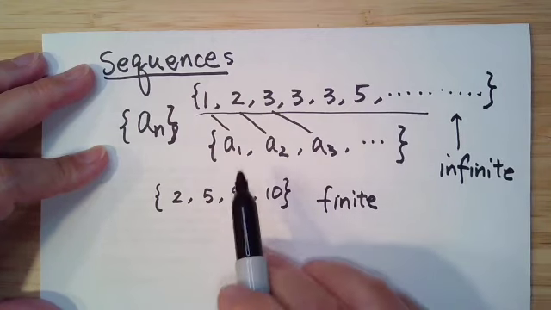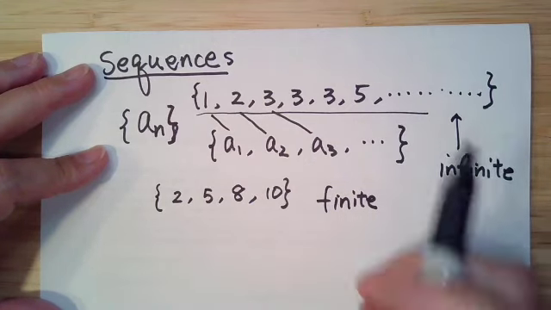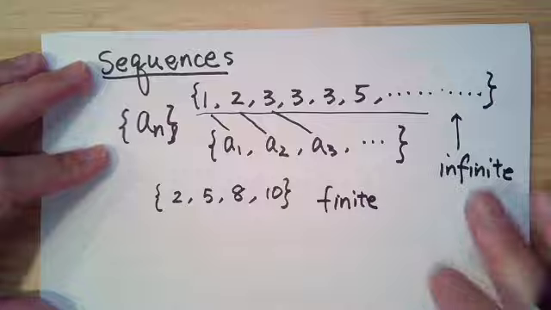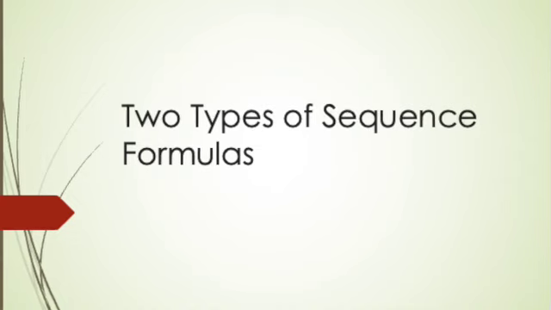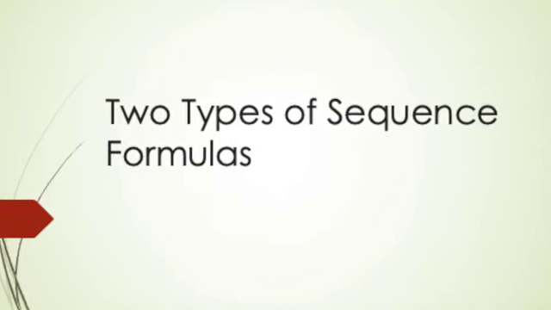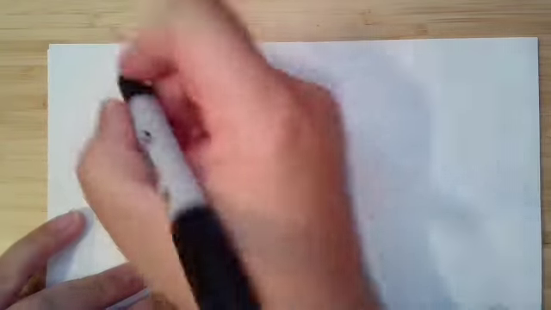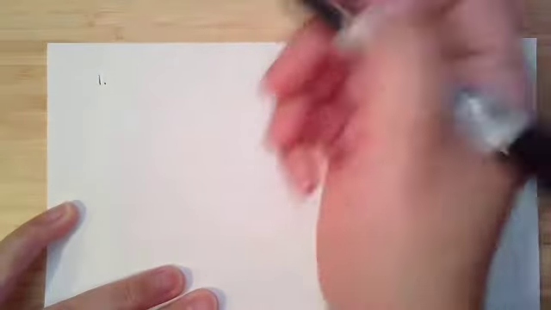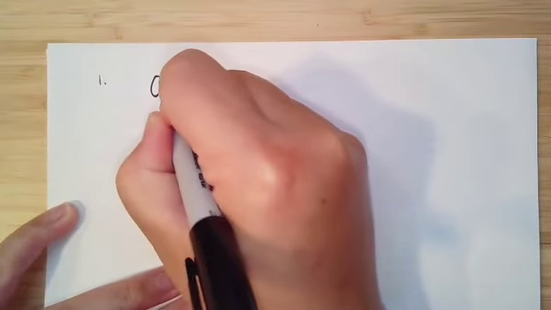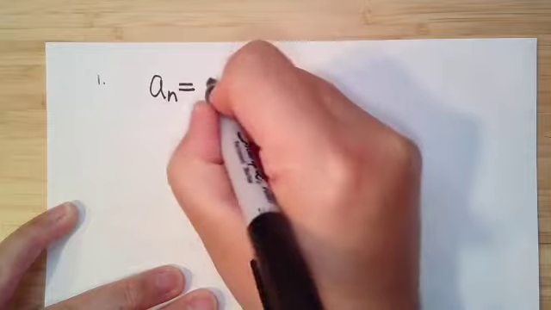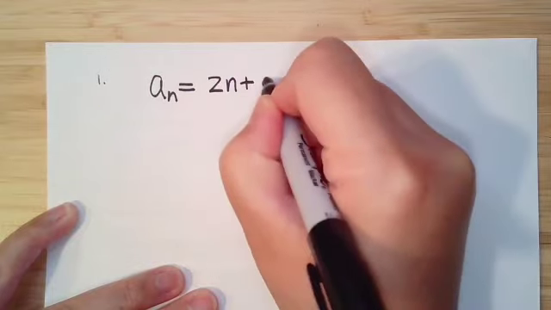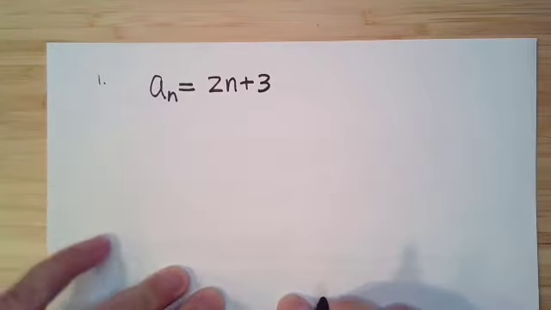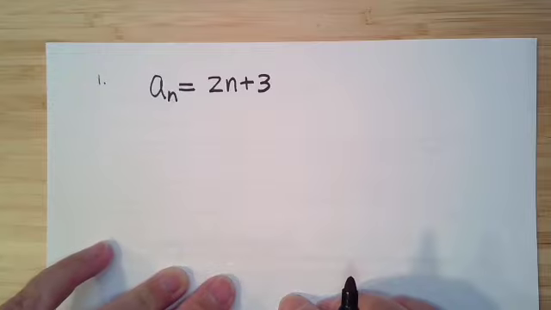And to show this an, or to use a formula to show an, there are two ways to do it. The first one, I give you the equation or the formula. For example, I have an equals 2n plus 3. And remember, now you are so good at substitution, right?